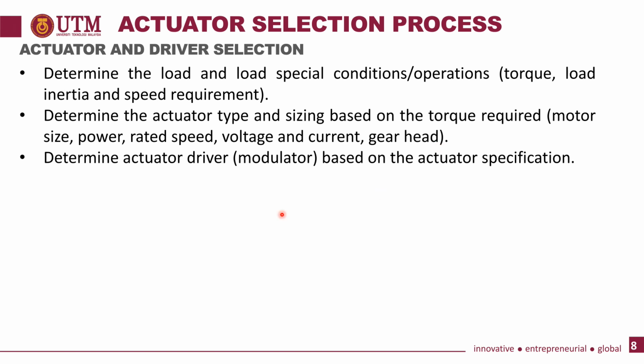Next is to determine the actuator driver, for example the modulator, based on the actuator specification. The actuator driver or modulator is like what we call a motor driver, where it processes the conversion of energy. For example, if you are using an electrical motor, it converts from the electrical supply to the signals that your motor can use to move. It will amplify the signal, the voltage, or the current, depending on the application itself.